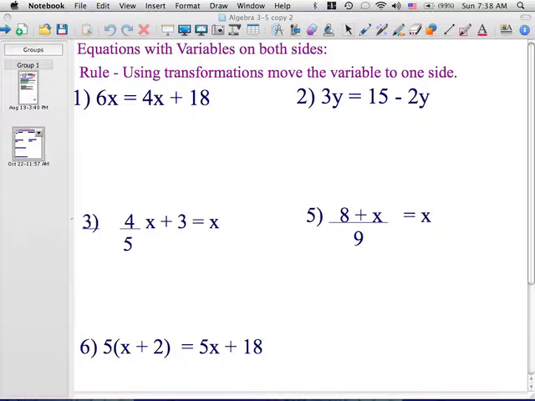We're working with equations again, and we're solving equations that have variables on both sides. We'll be using transformations to get the variable to one side and then solve.